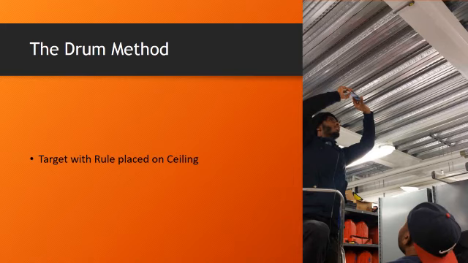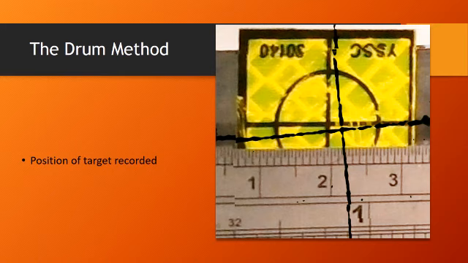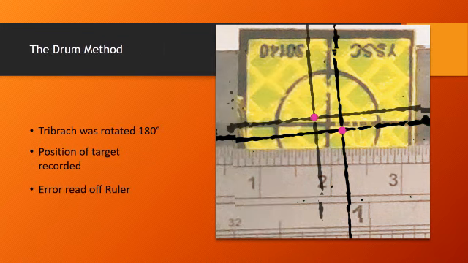This enabled us to record the position of the target by photographing it through the lens of the optical tribrach. The tribrach was rotated through 180 degrees and the position was recorded again. In the picture you can see the two photographs we took overlaid, and the error could now be read straight off the ruler.